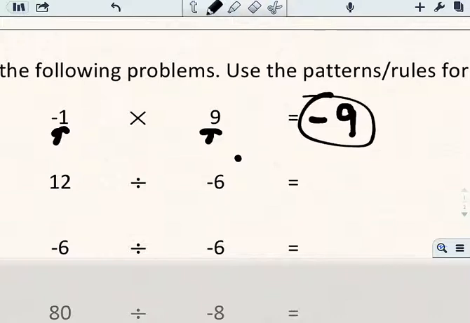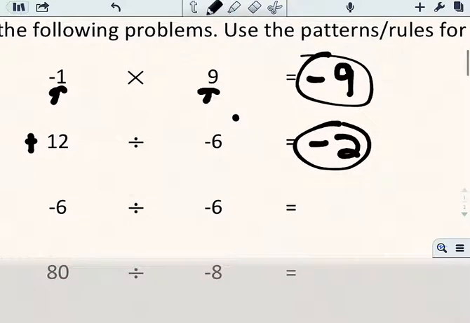12 divided by negative 6. Again, let's do this in two parts. I have a positive number 12 divided by a negative number 6. I know my answer will be negative. 12 divided by 6. Let's forget about the signs now, we've taken care of it. 12 divided by 6 is just 2. All right, keep going here.